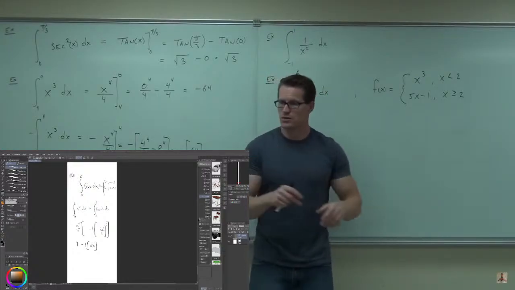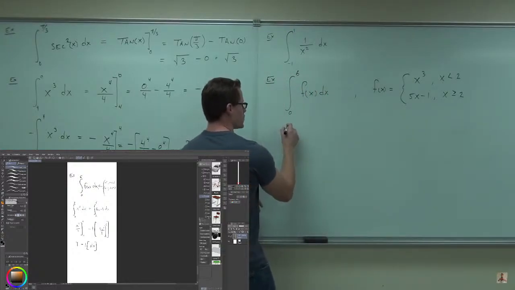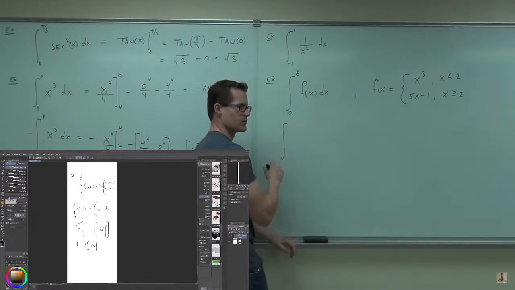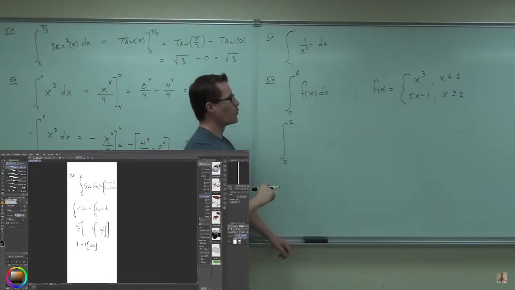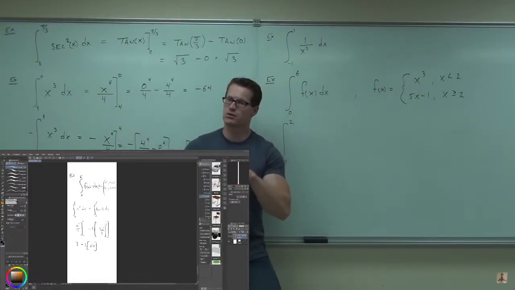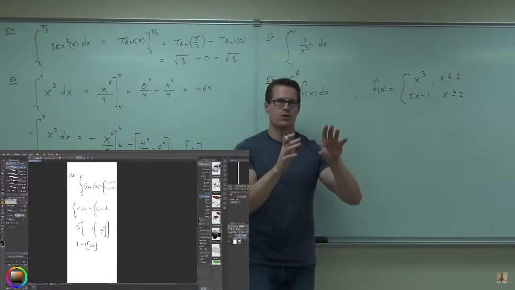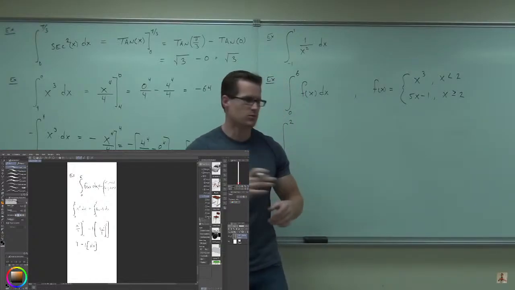Yeah. Well, let's do that. Where's our first integral going to start? Let's do this. 0, very good. And where's it go? 2. Yeah, because that's our separating point over there, 2. What function is defined between 0 and 2, the top one or the bottom one? Good, the x cubed, very good.